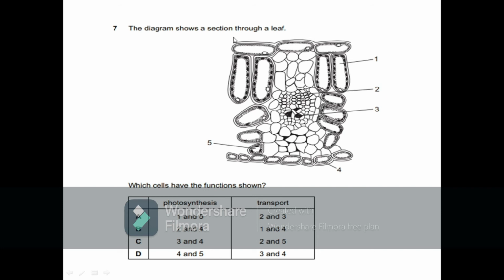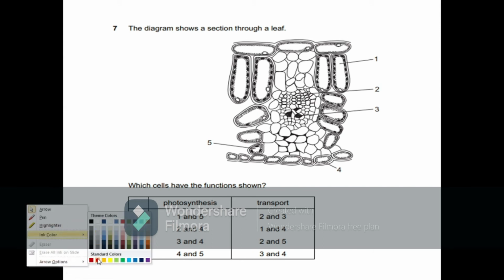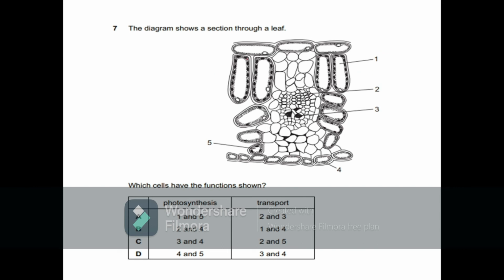Okay. The diagram shows a section through a leaf. Which cell has the function shown? Photosynthesis and transport. Okay. Let us start the labeling of the plant's cells. These are basically the palisade cells, and palisade cells contain chlorophyll. So that's why palisade cells can perform photosynthesis. Option number 1, they are performing photosynthesis.